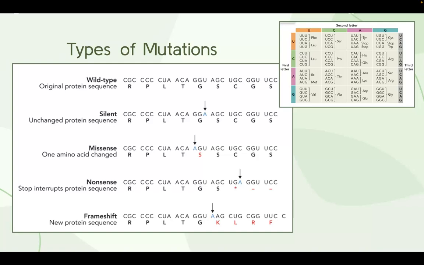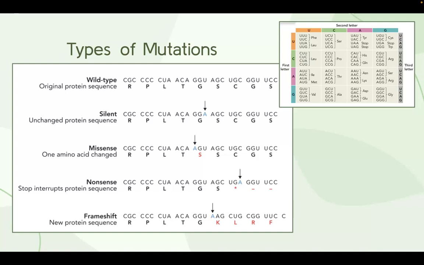The next type of mutation is a missense mutation. This is when one nucleotide base changes to code for a different amino acid. So again, in the 5th codon over, the wild type is GGU. But in the missense sequence, it is GAGU. We can see that the first one codes for glycine, while the missense codes for serine. This will change the protein's structure and function.